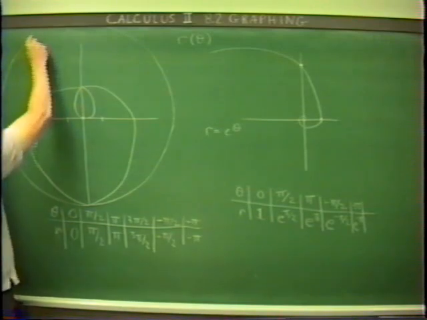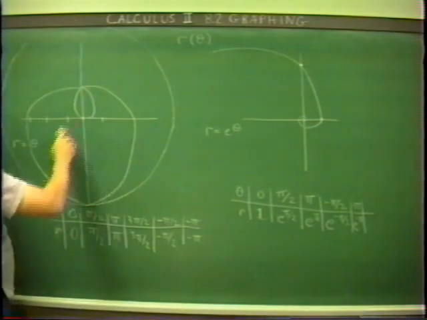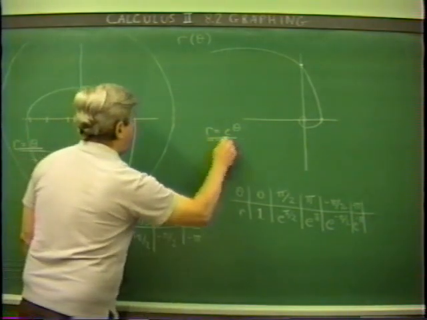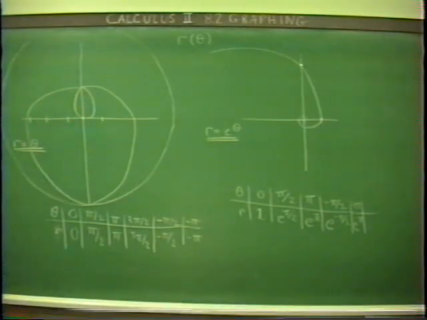And the spirals get larger and larger, meeting on the top and on the bottom each time. So here it is. Graph of r equals theta. This is the graph of r equals e to the theta.